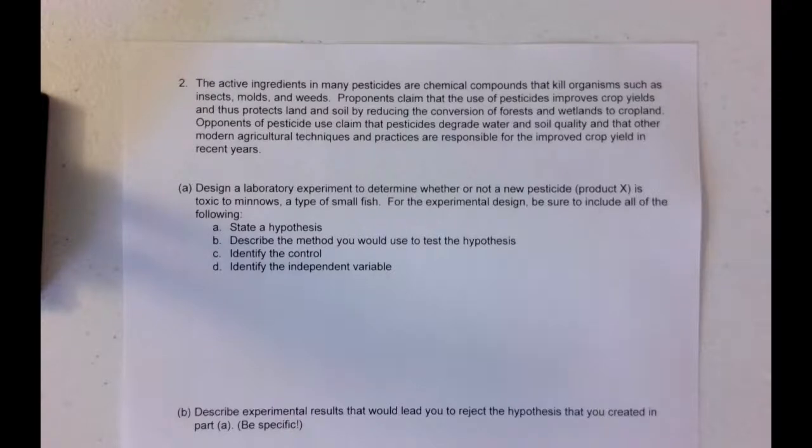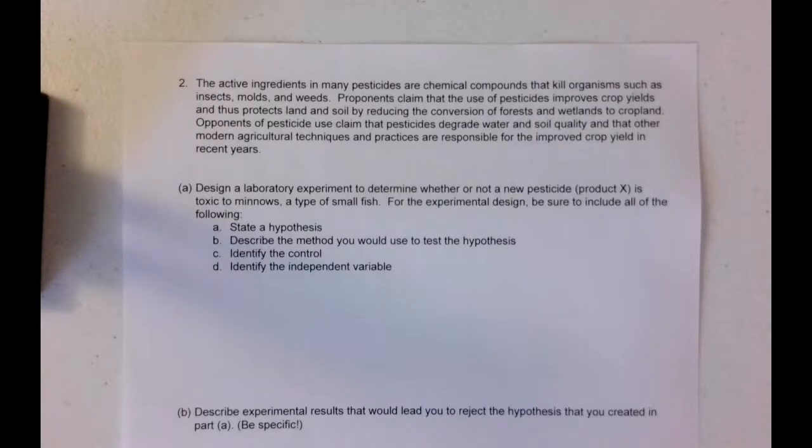Alright, so it says the active ingredients in many pesticides are chemical compounds that kill organisms such as insects, molds, and weeds. Proponents claim that the use of pesticides improves crop yields and thus protects land and soil by reducing the conversion of forest and wetlands to cropland. Opponents of pesticide use claim that pesticides degrade water and soil quality and that other modern agricultural techniques and practices are responsible for the improved crop yield in recent years.